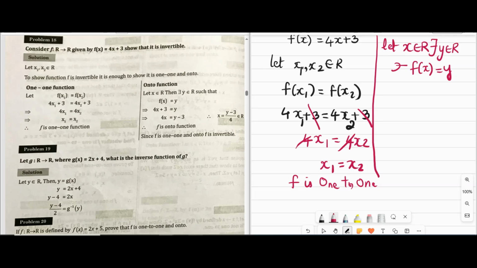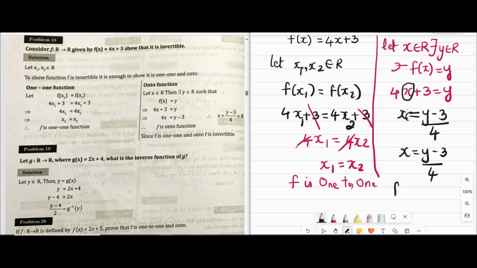Now what is f of x? We have 4x plus 3 equals y. Now we have to convert the formula in terms of x. So I want only x, and the remaining terms I'll be sending to the other side. x equals y minus 3, since plus 3 goes to the other side as minus 3. Multiplication goes to the other side and becomes division. So x equals (y minus 3) divided by 4.